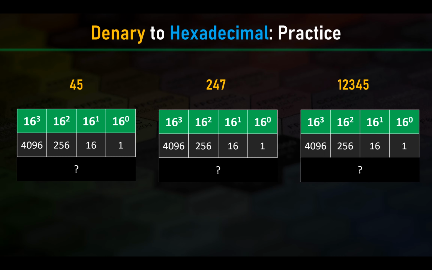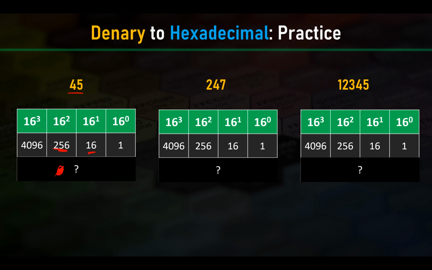Then if we look at going the other way, here it's denary. So we want to think, if we think 256 is too big, so there's 0 of 256. But then we want to think there are going to be some 16s. And we want to think, how many times can we divide 45 by 16?